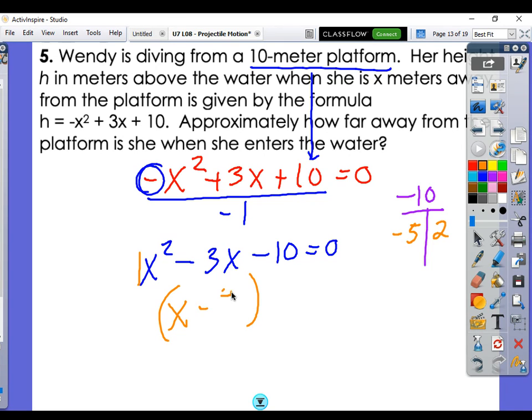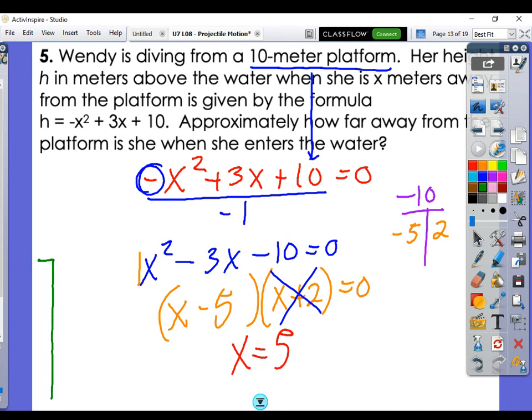So x minus 5 and x plus 2. You should already be getting used to the fact that that plus 2 isn't going to give me anything because remember, when you solve it, x equals -2 doesn't make any sense. So really, we're looking at x equals positive 5. That's going to be the distance away on the diving board. So if you want to visualize that, here's Wendy on the top of our diving board, right? And what's happening is Wendy is jumping off the diving board from 10 meters, and that's the distance. That's our 5 right there.